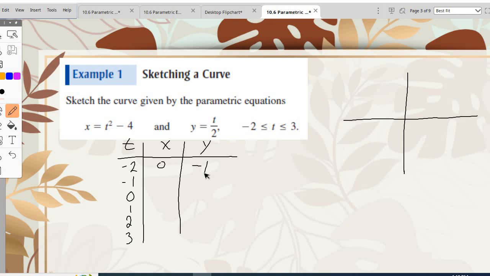Now what do we get if we plug in negative 1 for our x? And for our y? And if we plug in 0 for our x equation? And for our y? Yes, are we all seeing where we're getting these numbers from? So then I should get negative 3, comma, 1/2, 0, comma, 1, and 5, comma, 3/2.